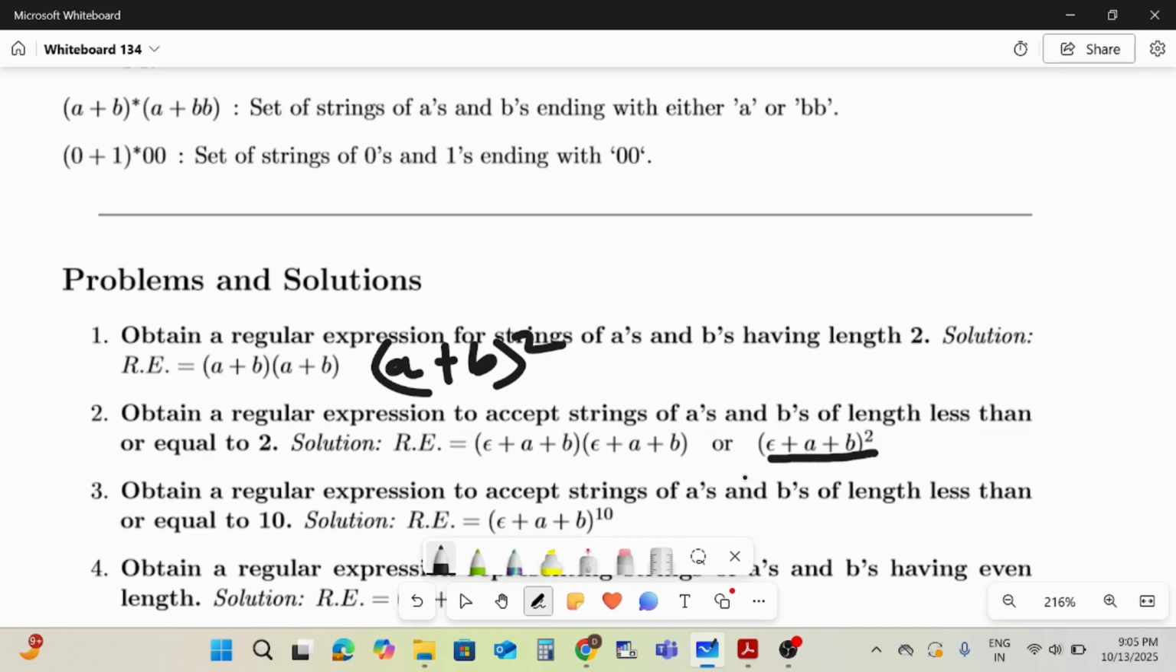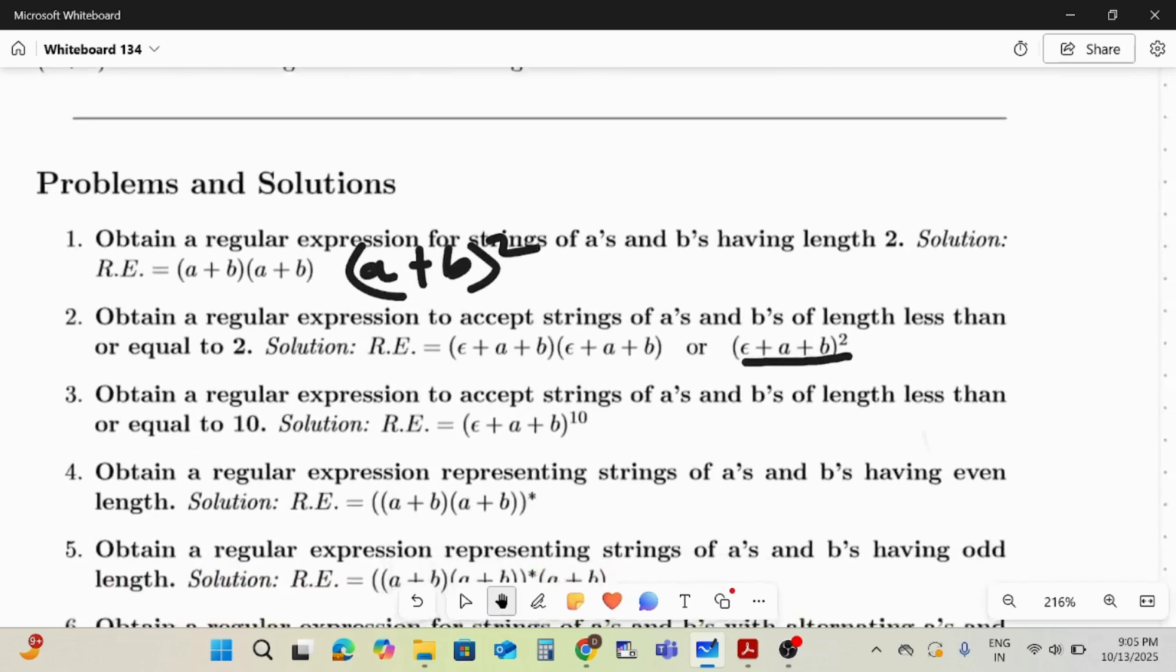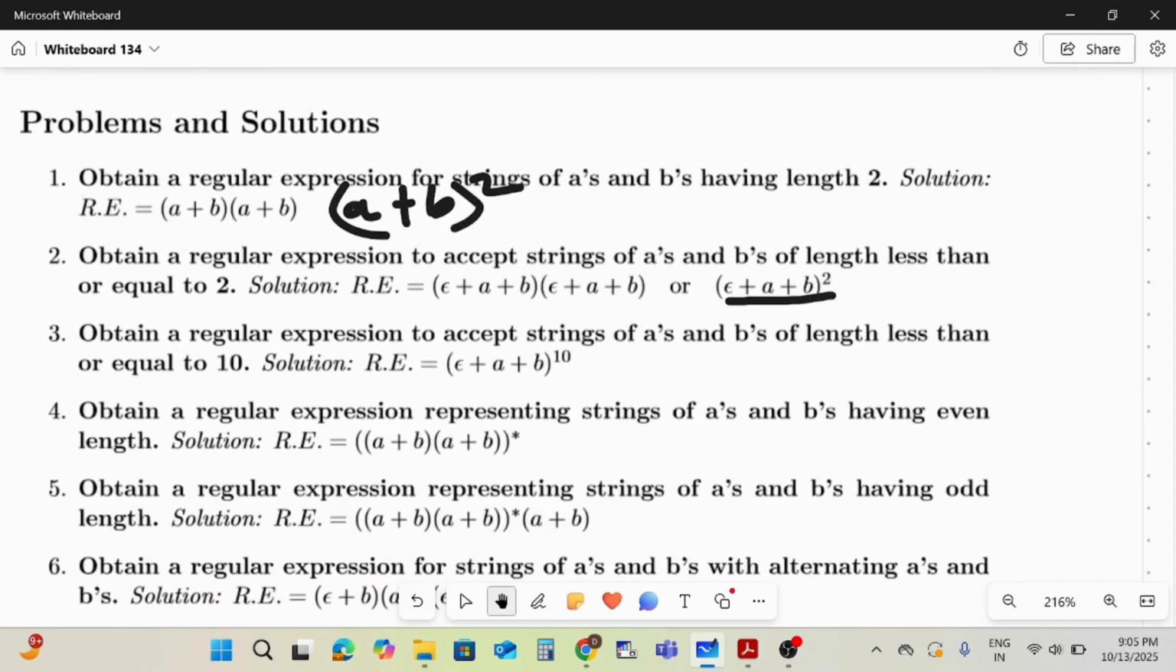Next one is: obtain a regular expression to accept the strings of A's and B's of length less than or equal to 10, which means the power will be 10. In similar fashion, we have: obtain a regular expression representing the strings of A's and B's having even length.